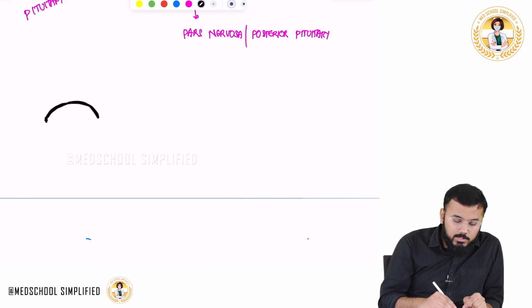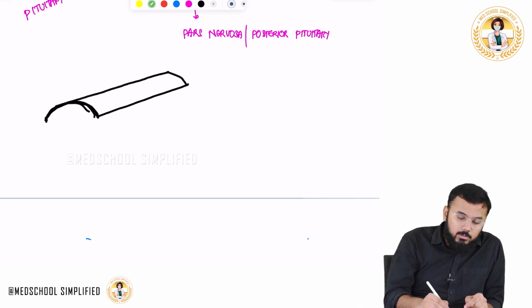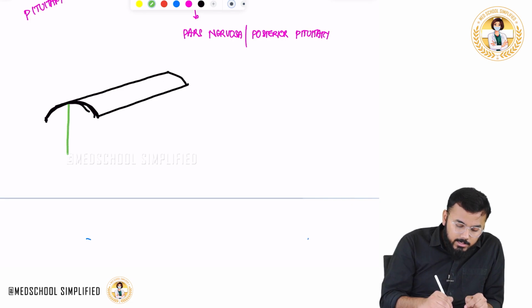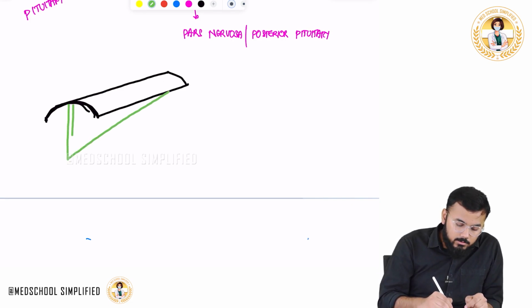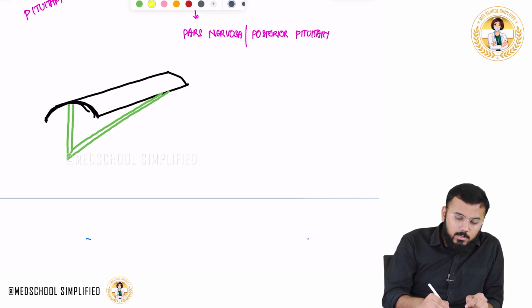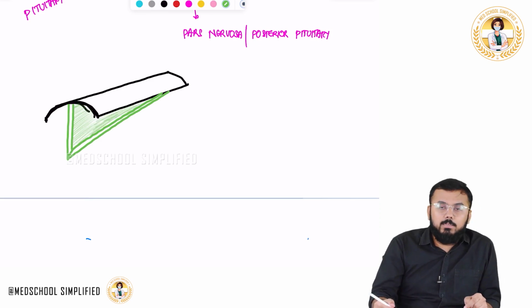See, this is your corpus callosum, right? Let us say, for example, this is your corpus callosum. So, septum pellucidum is attached exactly in the center of your corpus callosum like this. You see, exactly in the center of your corpus callosum, your septum pellucidum is attached like this. So, this is your septum pellucidum that is attached.